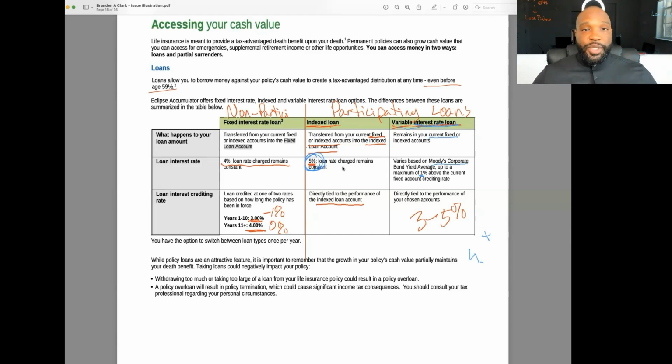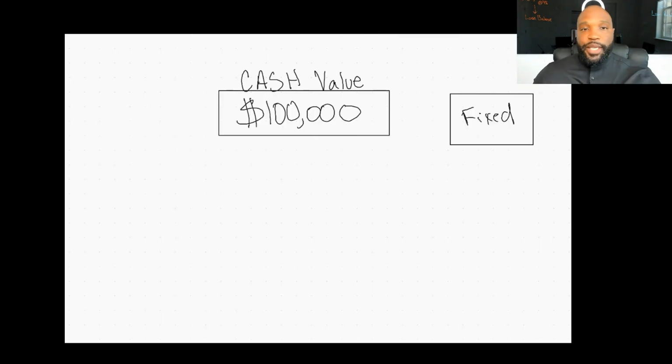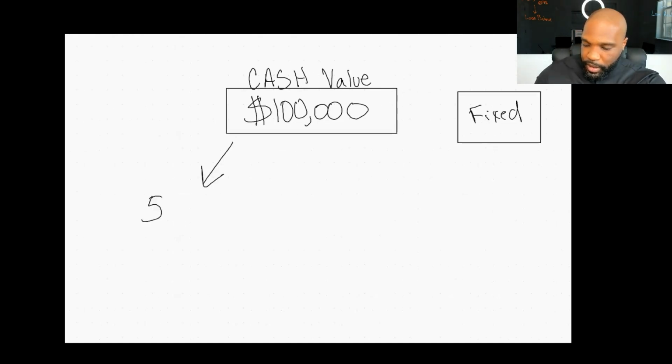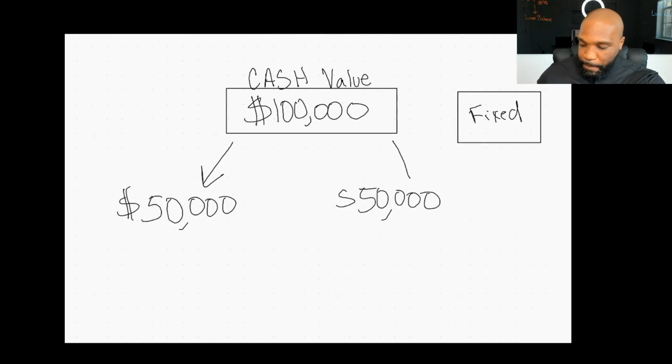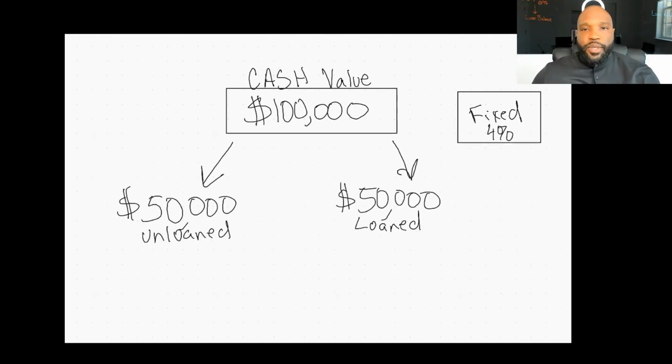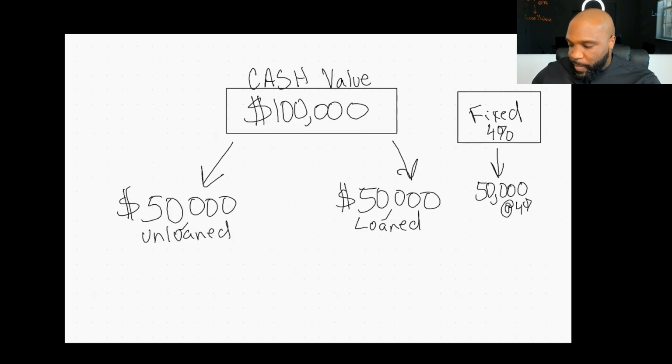Now I want to break this down and just give you a mathematical example to give you a visual or a picture to go along with this. So let's say you have $100,000 of cash value and you want to take out $50,000 as a fixed loan. Here's basically what it would look like. So you have 50,000 here, and then you'll have 50,000 here. The difference of these being this is loaned money and this is unloaned. So let's say that this loan rate is 4%, 50,000 at 4%, that equals $52,000 loan balance.